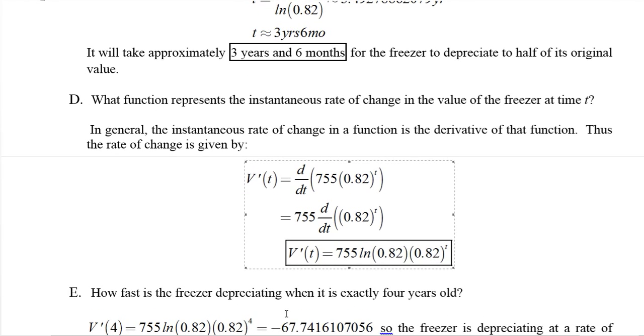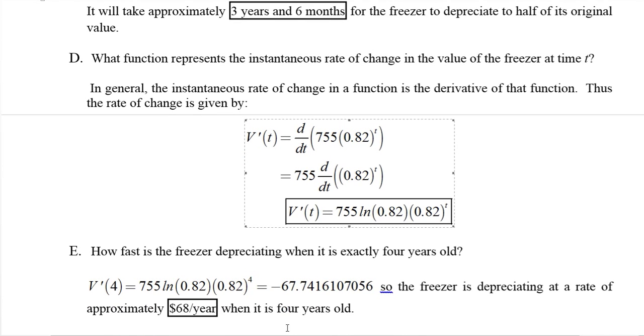So there's the function. How fast is it depreciating when it's exactly 4 years old? Plug in t is 4 in that formula. It works out to be this. Of course, it's negative because it's going down. It's decreasing in value. So it's depreciating at approximately $68 a year when it's 4 years old.